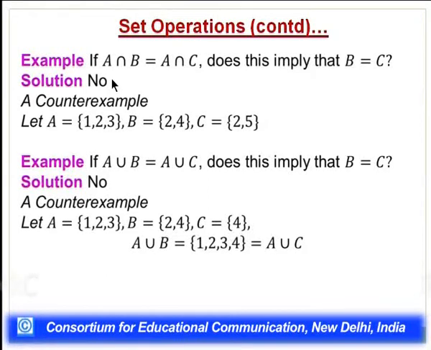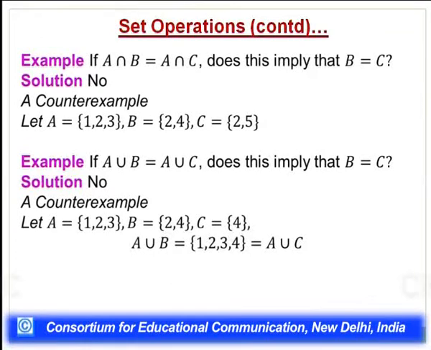So to see this, let's take an example. Let's suppose A is 1, 2 and 3, and the set B is defined by the elements 2, 4. The set C is defined by the elements 2, 5. Here if you see, A intersection B is the element 2 and A intersection C is also 2. But clearly you can see that B is not equal to C. So if A intersection B is equal to A intersection C, this does not necessarily imply that B also has to be equal to C.